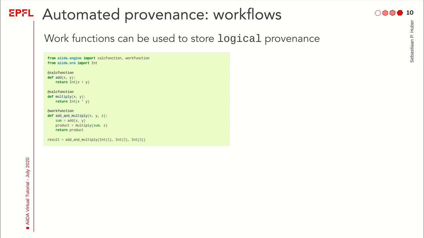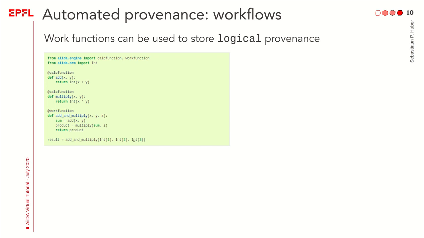So here I define a function called add and multiply that now takes three numbers. And the goal is that we sum the first two, and then the sum is multiplied with z to get the final result. And see how we reuse the calc function that we've written before. And so the work function just calls these calc functions. So first it calls the add function, passing in x and y to get the sum, and then calls multiply with sum and z to get the product, and finally returns the product.